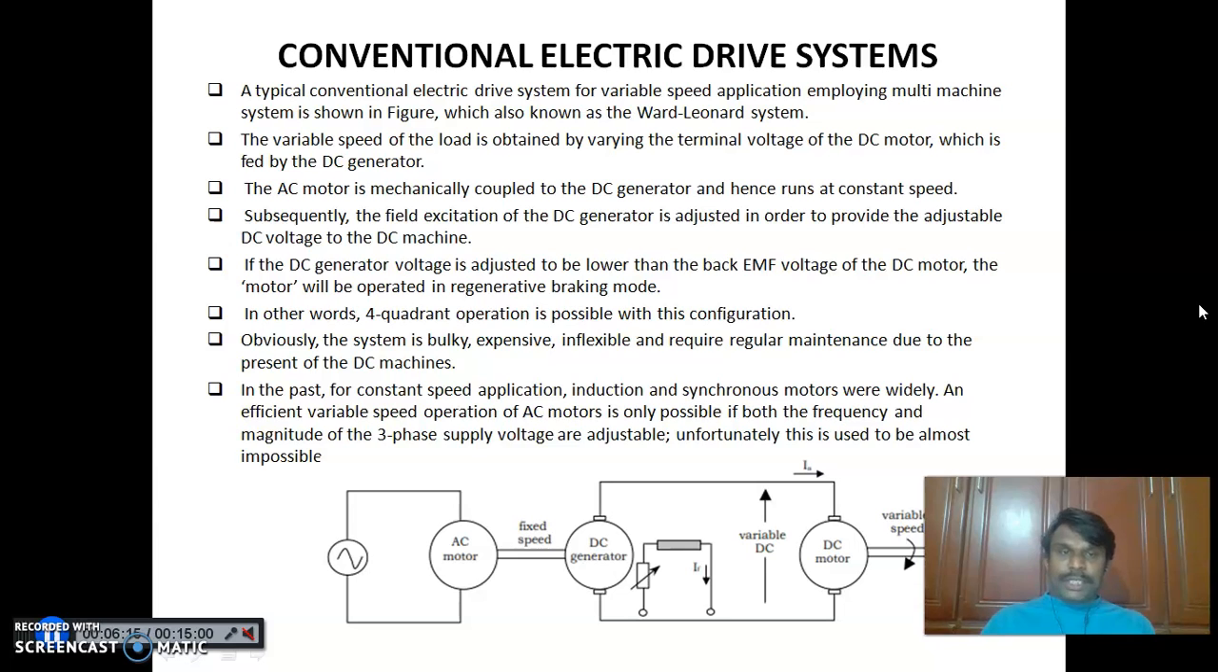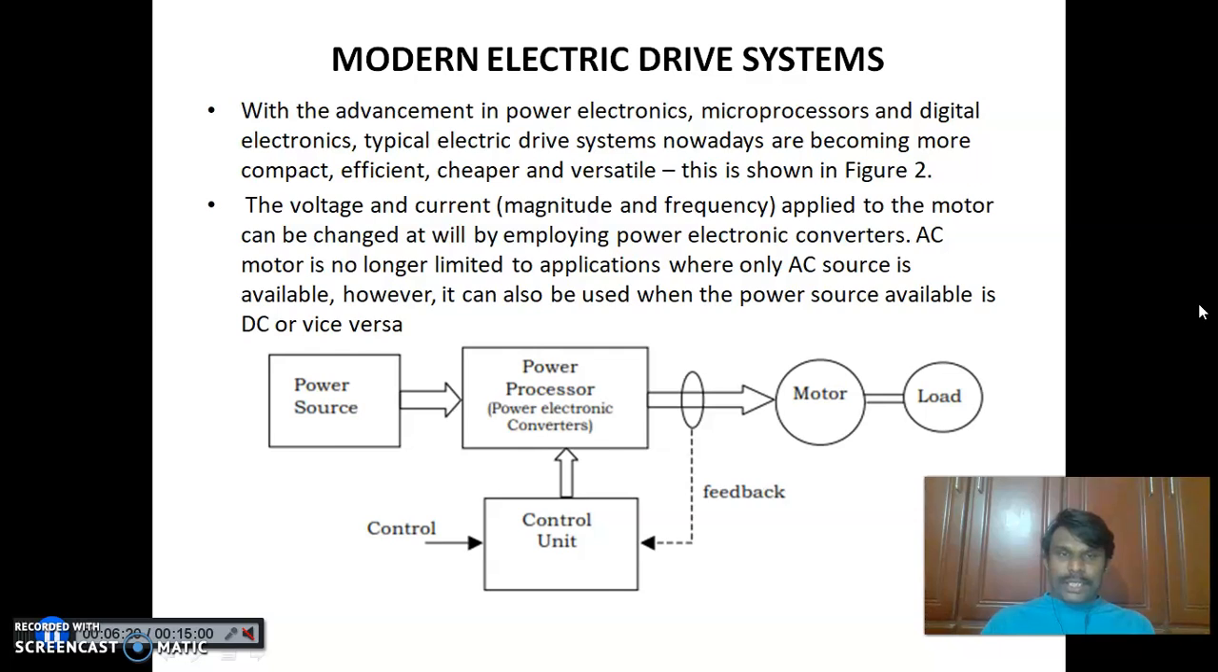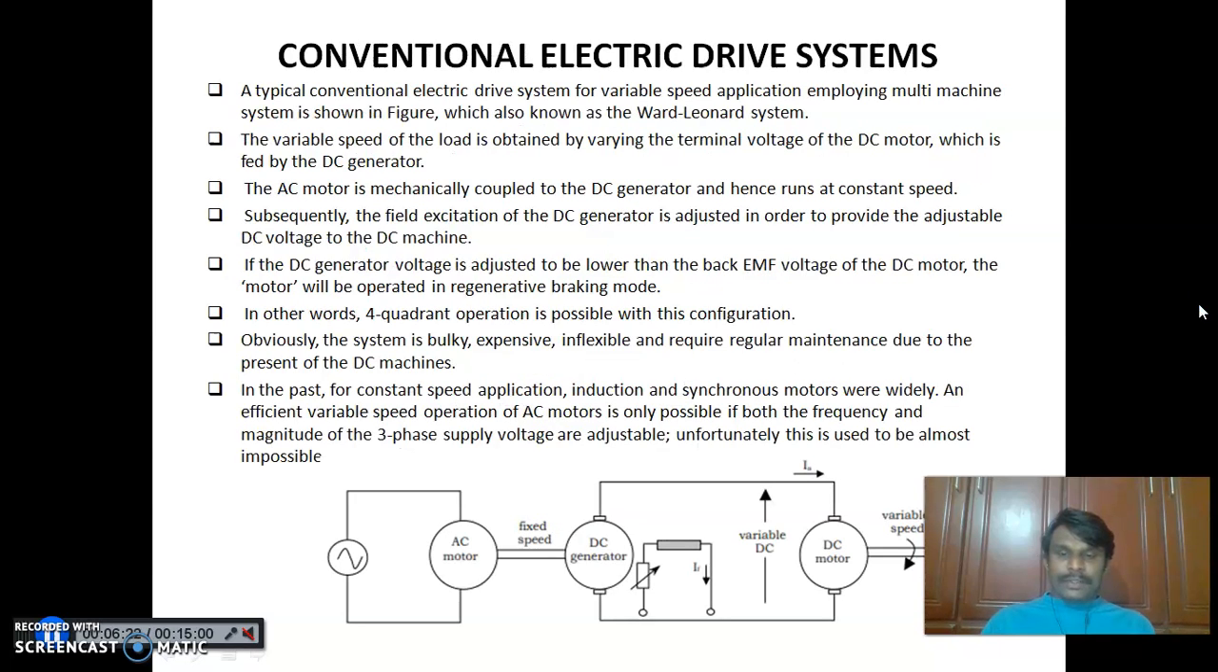The electrical drive is classified into two types: the conventional electrical drive and the modern electrical drive. In the conventional electrical drive, the supply is given to an AC motor coupled with a DC generator. The EMF developed in the DC generator is connected to the DC motor, and the load is applied on the DC motor. The AC motor rotates at constant speed, and the coupled DC generator is also maintained at constant speed.